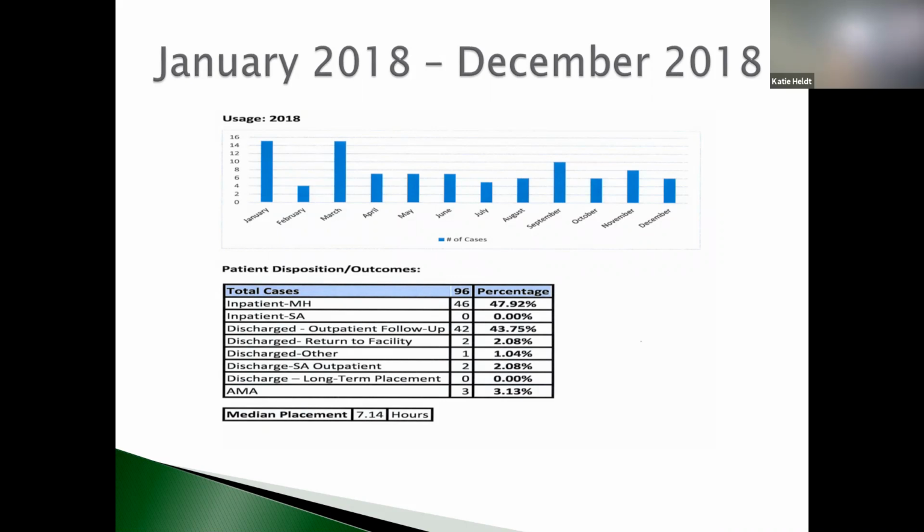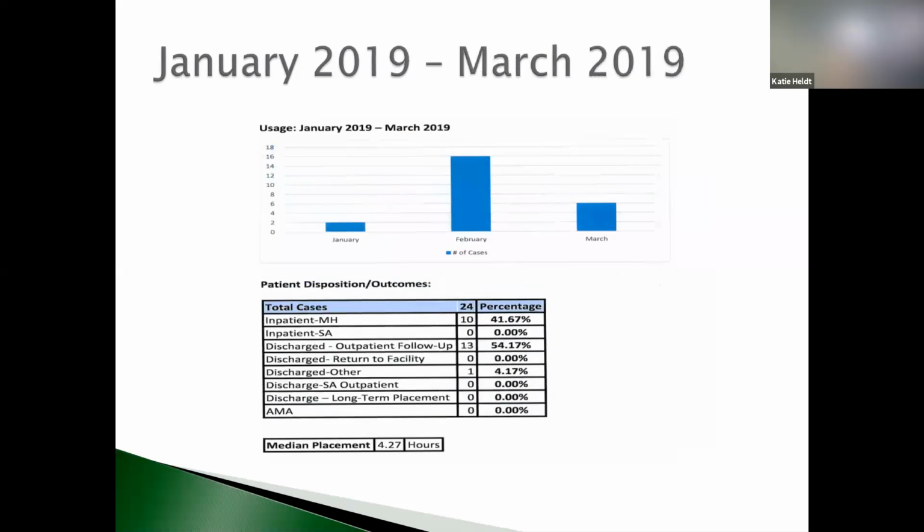So we continued to work with ITP, became more familiar with the providers that we were using, and we feel really good about making sure that our patients are getting to the proper placement in a timely manner. Next slide, please. And this is the most recent statistics that we have to a point. You can see January to March, and we already have used ITP for 24 patients.